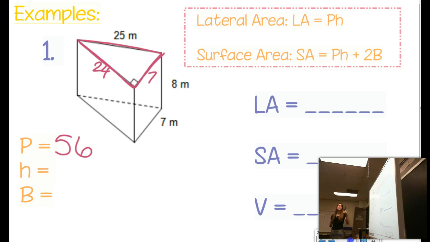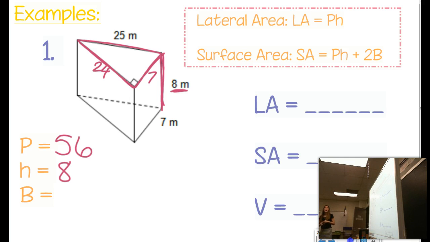Torin, what's the height? The height is the number that connects the triangle to the triangle. What number connects the triangles? 8. Triangle to triangle. The height this time is actually the one going up and down. That's your favorite. Y'all like when the height goes up and down. It's more familiar to you. That connects the base to the base.